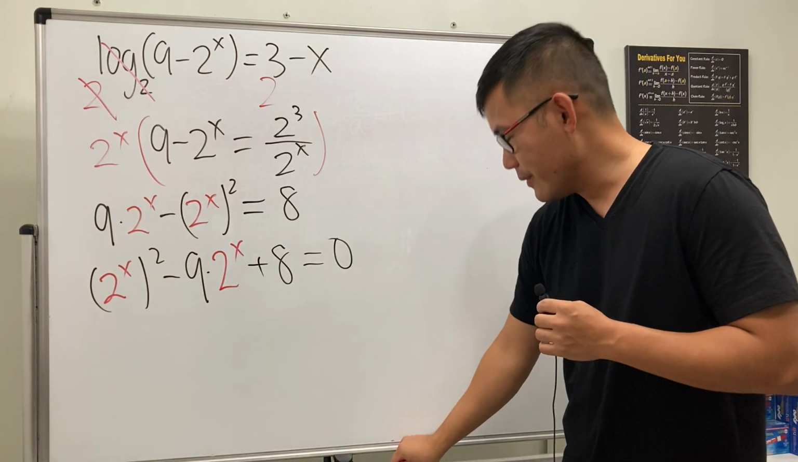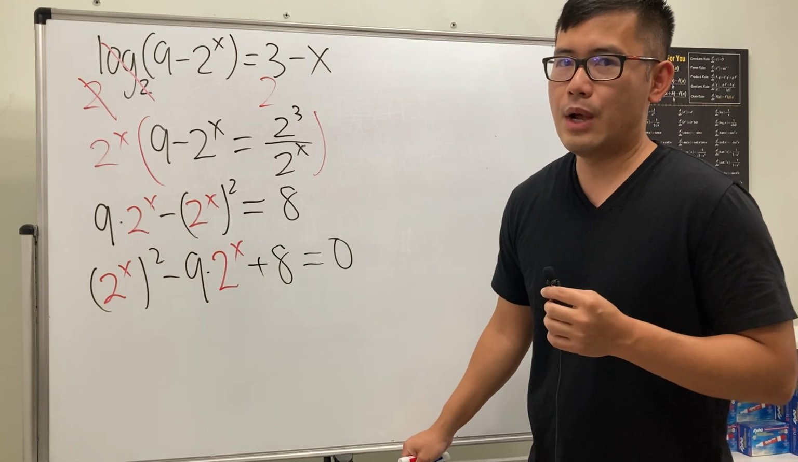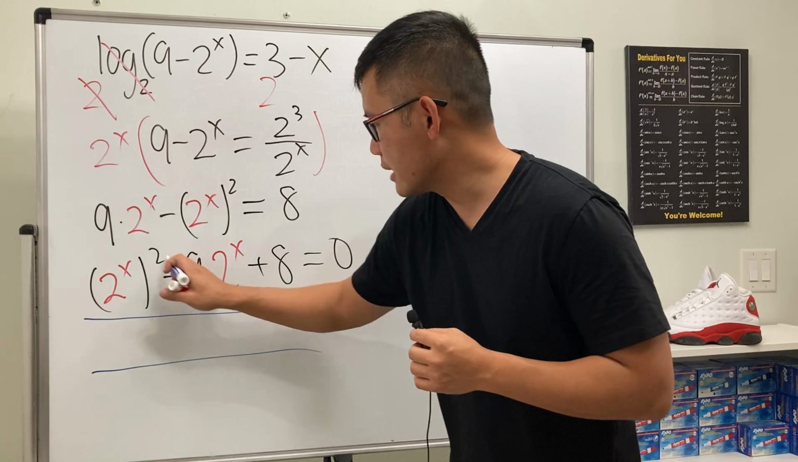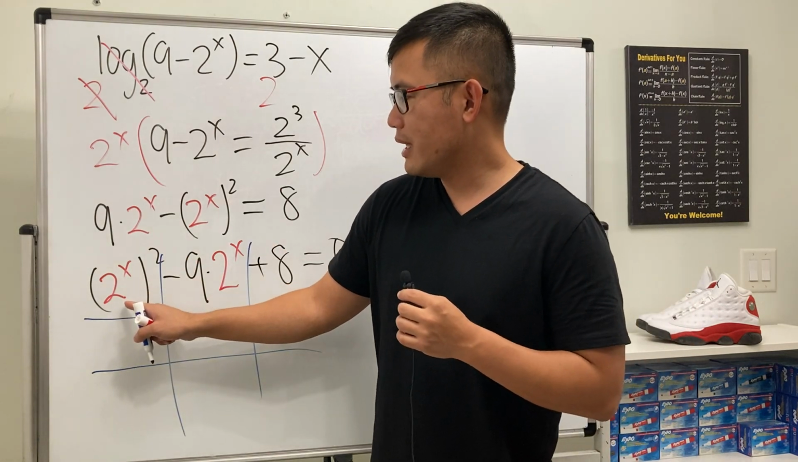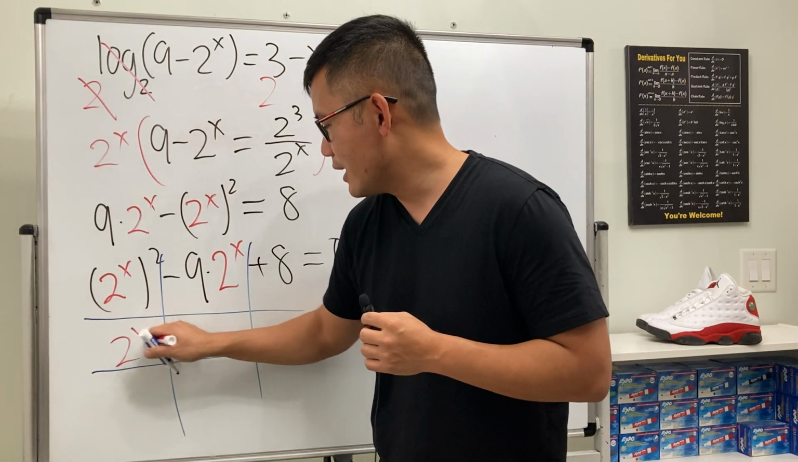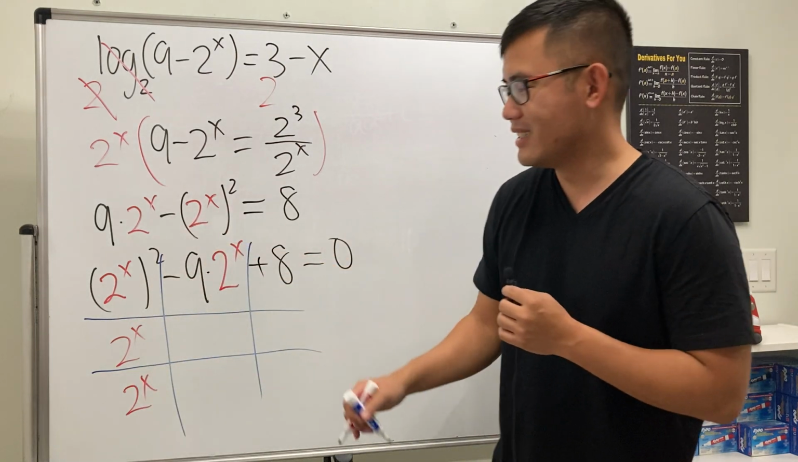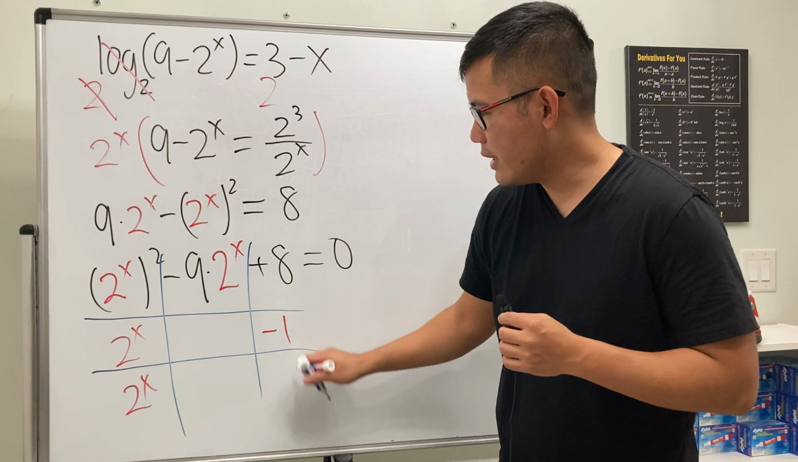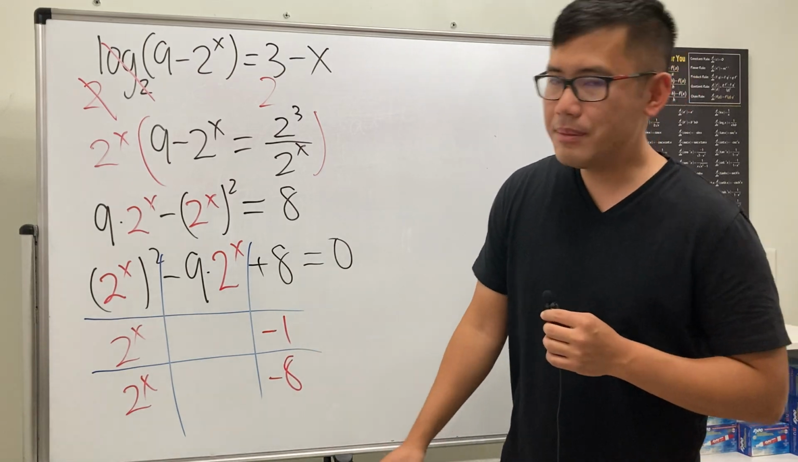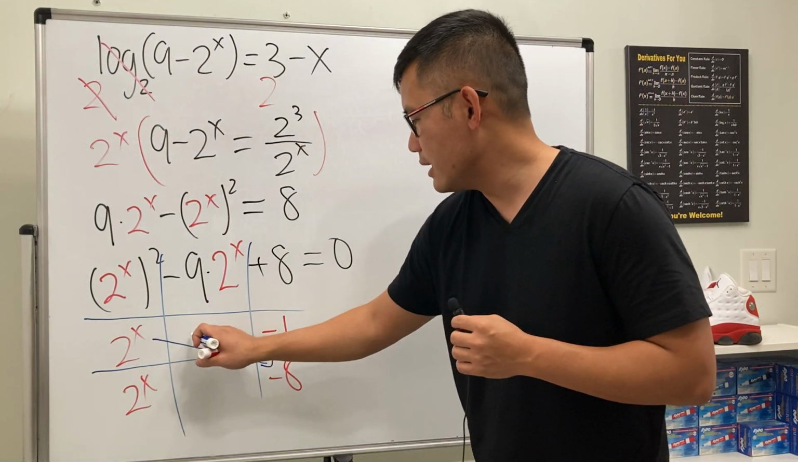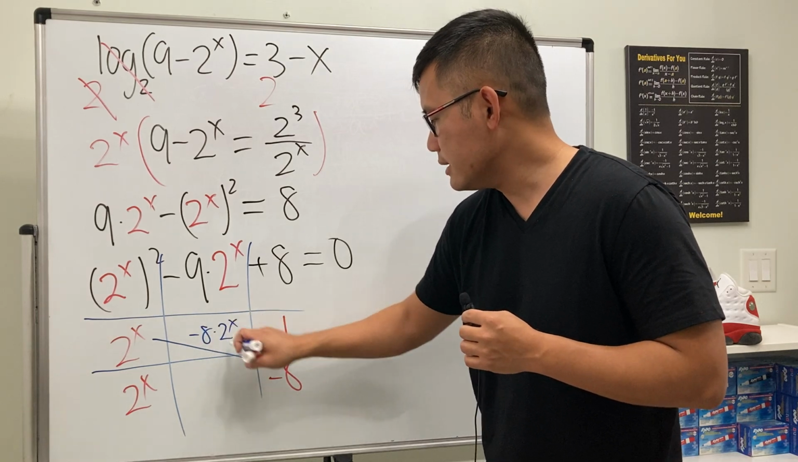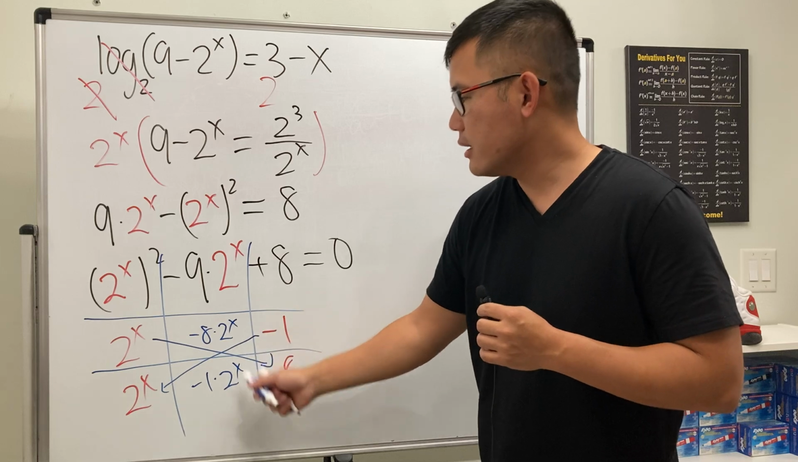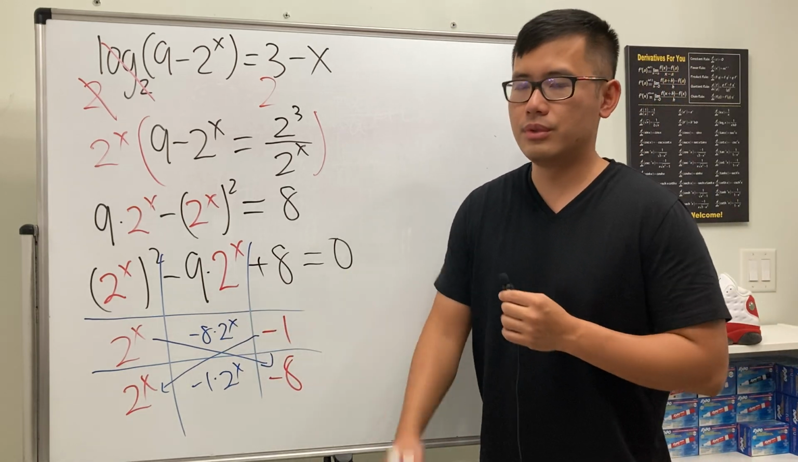And right here, what do we do? Yes, we can factor this, and I will use the tic-tac-toe method. How do we do it? Well, draw the tic-tac-toe boxes like so. In order to get 2 to the x squared, we better have 2 to the x and 2 to the x, right? They multiply to get this. And now to get 8, we need minus 1 and minus 8. Why? Because this times this gives us negative 8 times 2 to the x, and this times that gives us negative 1 times 2 to the x. Together, we do end up with negative 9 times 2 to the x.